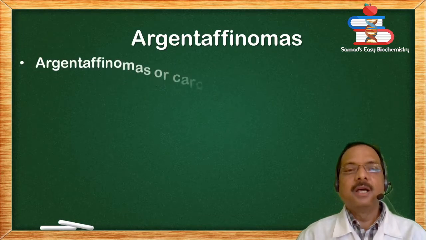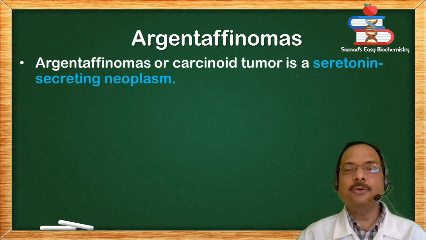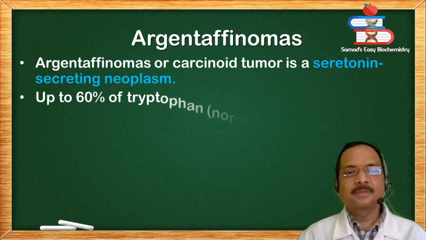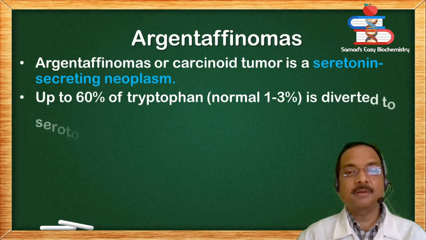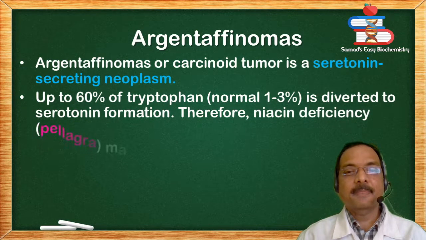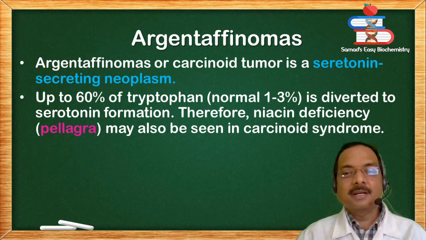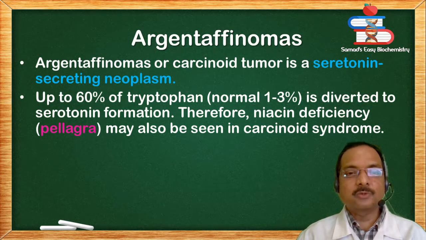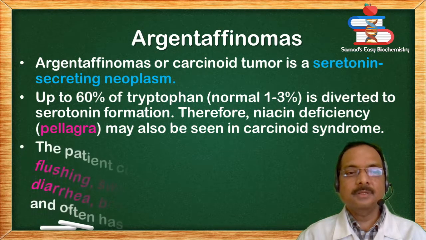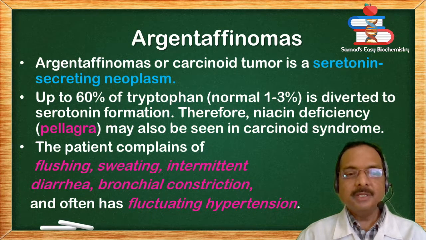Argentaffinomas. Argentaffinomas or carcinoid tumor is a serotonin secreting neoplasm. Up to 60% of tryptophan, normally 1 to 3%, is diverted to serotonin formation. Therefore, niacin deficiency may also be seen in carcinoid syndrome. So pellagra-like symptoms may also be seen in them. The patient complains of flushing, sweating, intermittent diarrhea, bronchial constriction, and often has fluctuating hypertension.